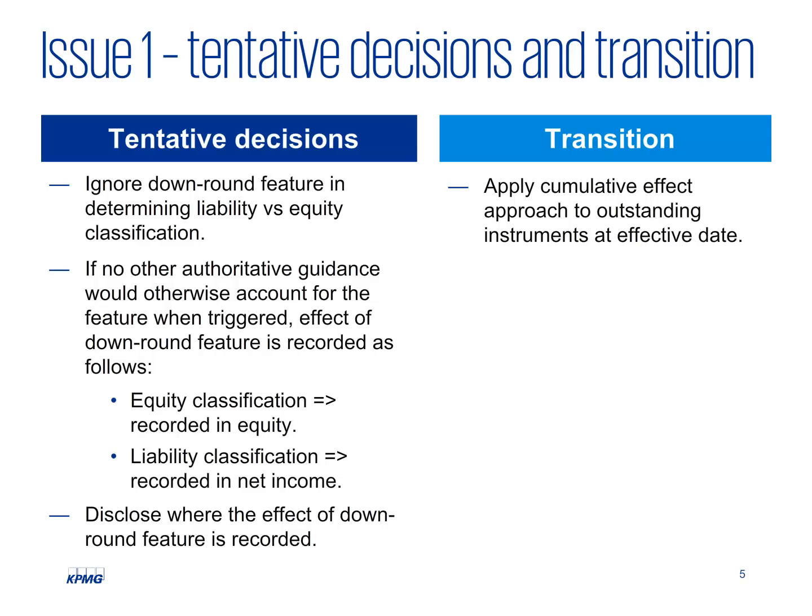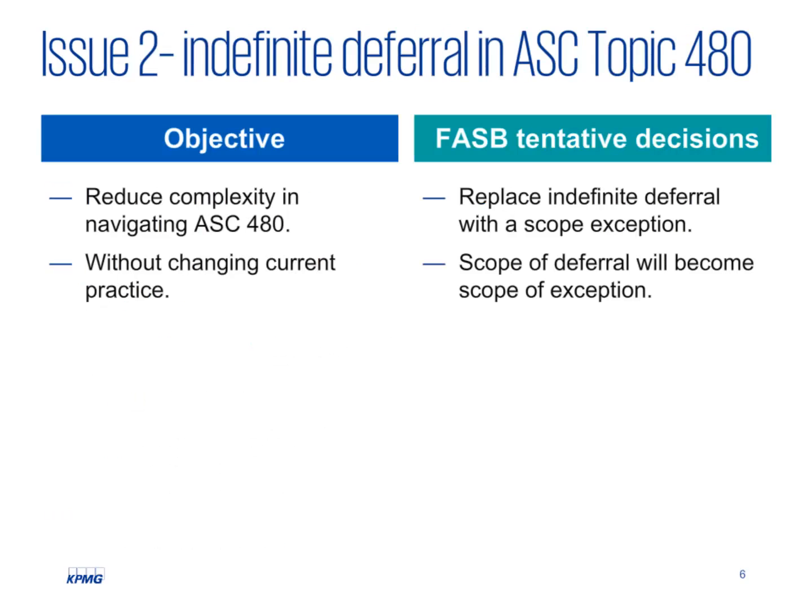Finally, for transition, the FASB decided that entities should apply the proposed guidance to all outstanding instruments as of the effective date using the cumulative effect approach, meaning no prior period adjustments and adjustments to the opening retained earnings in the annual or interim period of adoption. So let's talk about issue number 2 now. Issue 2 is the last issue that we will discuss in this microlearning.